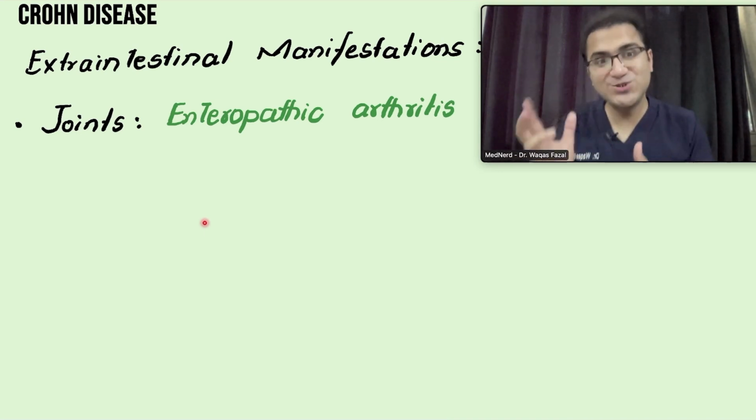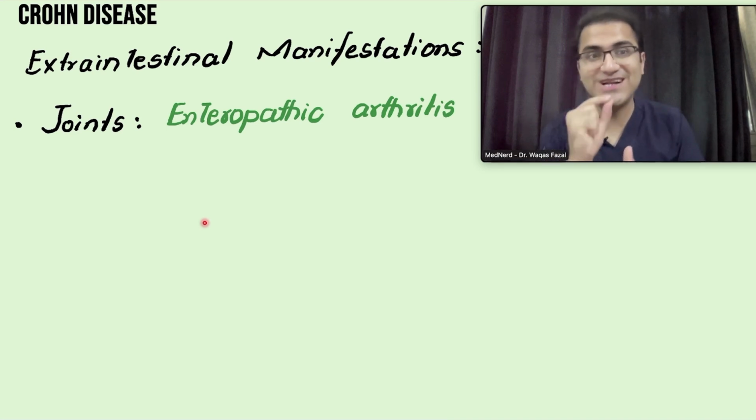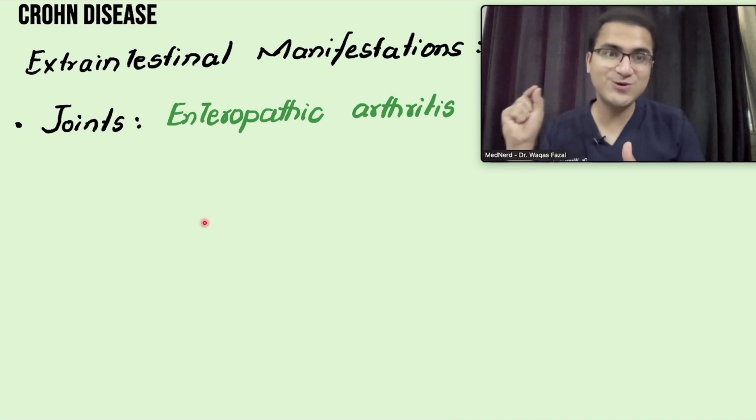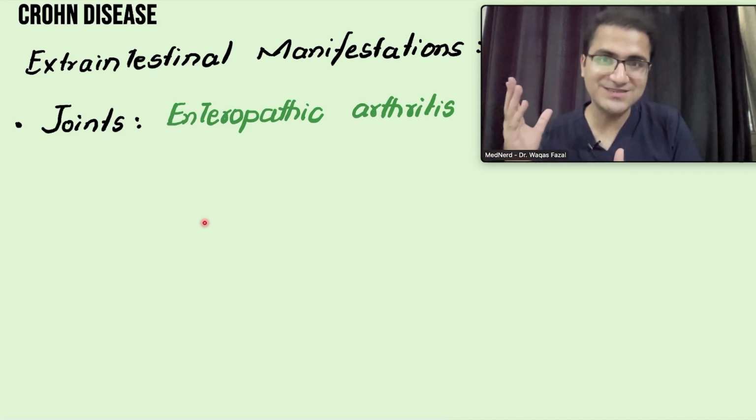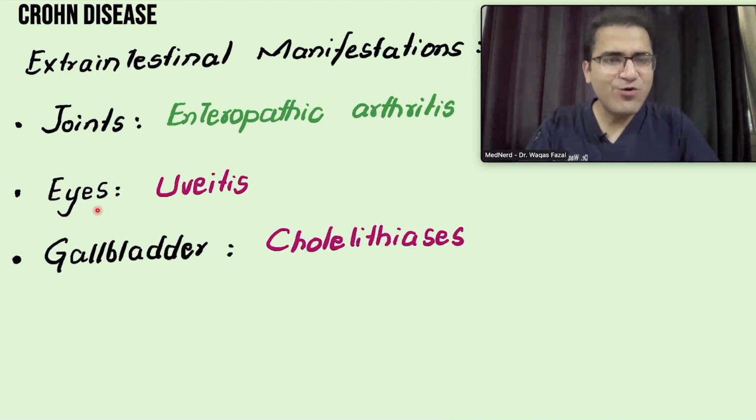where they involve the joints, because they are associated in patients with HLA-B27, and HLA-B27 are the patients who also have ankylosing spondylitis. So it involves the joints and it causes enteropathic arthritis. It can usually involve the eyes, resulting in uveitis.